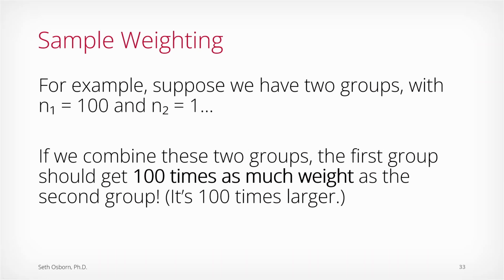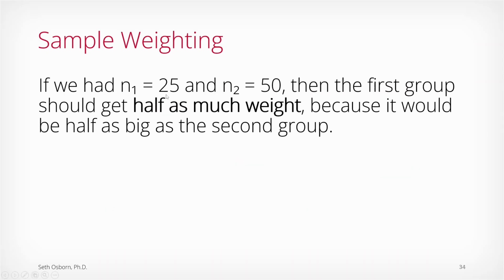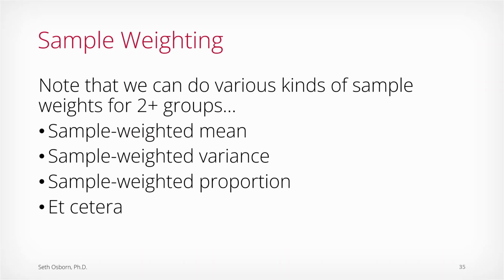This sort of principle will be very useful in statistics throughout any stats courses you take. The concept that having more observations gives us more trustworthy results. Okay, what if we had 25 observations in the first group and 50 in the second? In that case, the first group should get half as much weight because 25 is half of 50. Now, we can do this sample weighting for 2 or more groups for really any sort of descriptive statistic that I can think of. We could sample weight the mean, we can sample weight the variance, and so on.